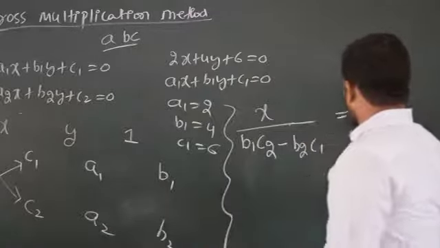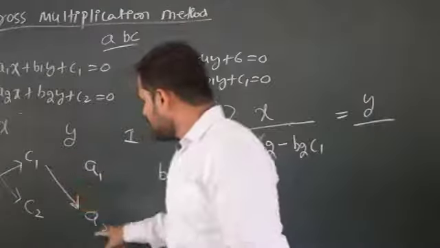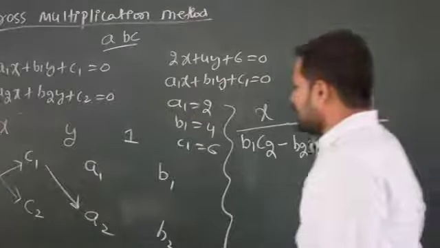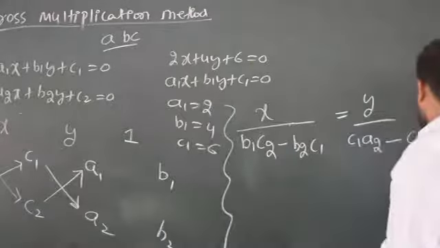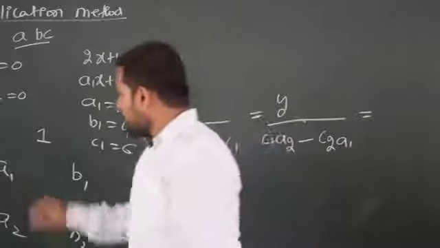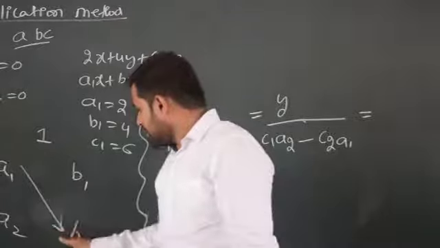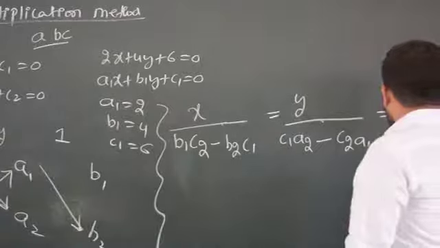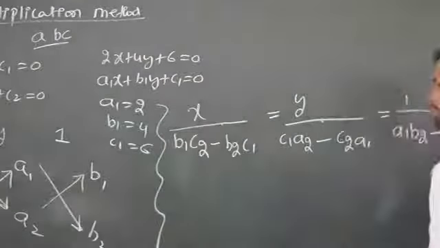And similarly, it is equal to y divided by, with y, c1a2 is there, no? So you are supposed to write c1a2, then minus c2a1. And the third one, definitely you are going to write. What is the third one? Tell me. 1 divided by a1b2 minus a2b1. That's it.